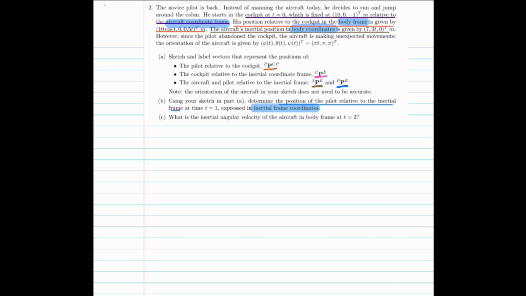And part C is: what is the inertial angular velocity of the aircraft in body frame at t equals 2 seconds. So let's just make a note of what we're trying to find so that we don't forget which frames we're trying to rotate into later. Because they only gave us vectors in the body frame, eventually we will need to rotate that vector into the inertial frame because that's what they're asking for in part B. Okay, so for part A, I'm just drawing the inertial frame right here, FE.